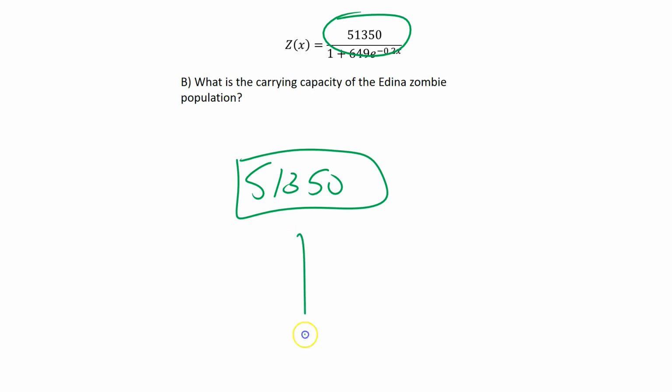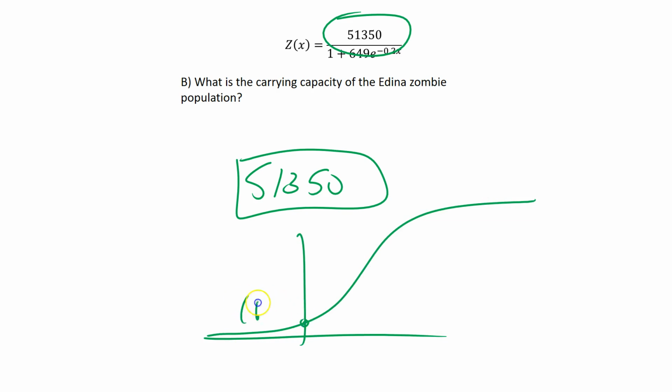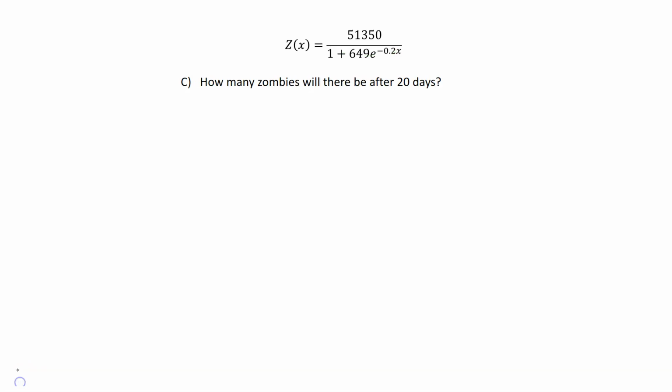Okay? So if you were to think about the graph here, we now know that the intercept here is at 79. And we know that the asymptote up here, sorry, it's a terrible asymptote, is at 51350. So pretty low on the totem pole down here at 79. But eventually they will get close to that carrying capacity. Maybe they don't get all the way because maybe there are some people hiding, right? I don't know. Okay. How many zombies will there be after 20 days?